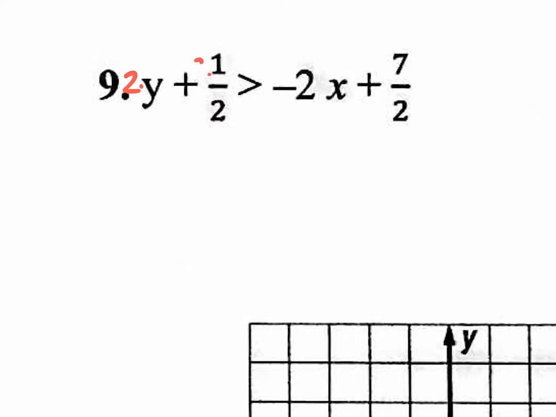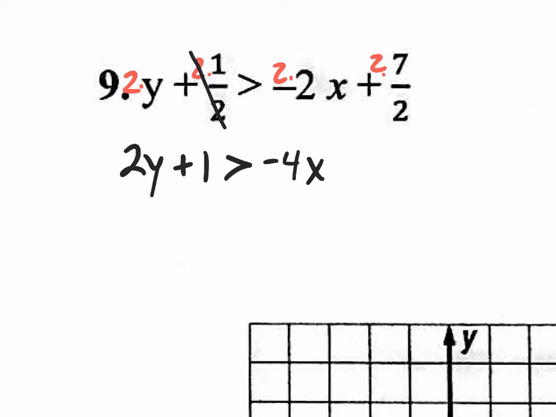Let's multiply by 2, multiply by 2, multiply by 2, multiply by 2, everything by 2. We're going to end up with a 2y. We're going to end up with a plus 1. We're going to end up with a greater than. We didn't multiply by a negative, so I don't have to flip it. 2 times negative 2 is negative 4 with an x. And then the 2's cancel. We have a plus 7.